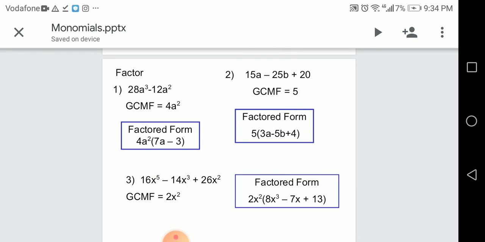The rest of the two examples, please try to solve at home by yourself with the steps.